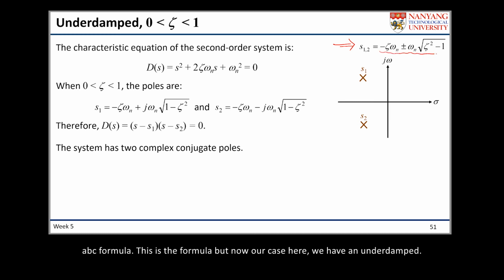This is the formula. But now in our case, we have underdamped. Our zeta is between 0 and 1. If zeta is between 0 and 1, zeta squared will also be between 0 and 1. So it's less than 1. A value less than 1, minus 1, this part under the square root here will become negative. Square root of a negative number is an imaginary number. So you will have poles which are complex. You will have complex poles.